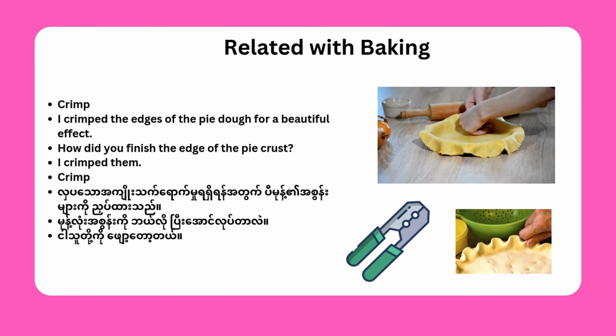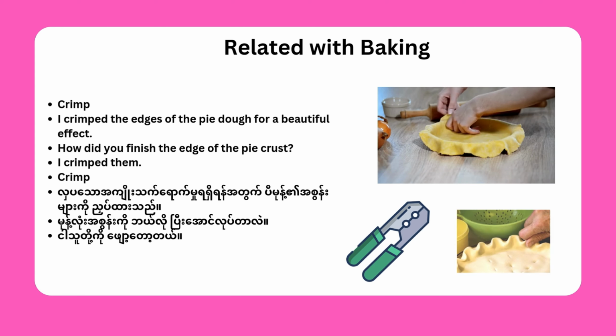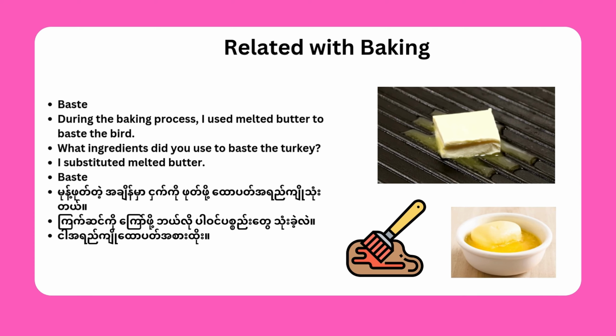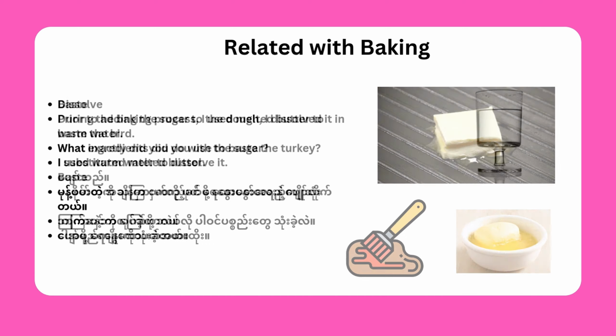Crimp. I crimped the edges of the pie dough for a beautiful effect. How did you finish the edge of the pie crust? I crimped them. Baste. During the baking process, I used melted butter to baste the bird. What ingredients did you use to baste the turkey? I substituted melted butter.